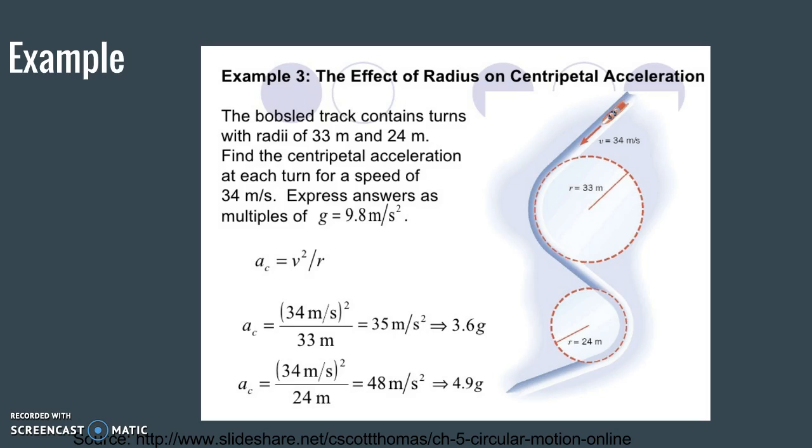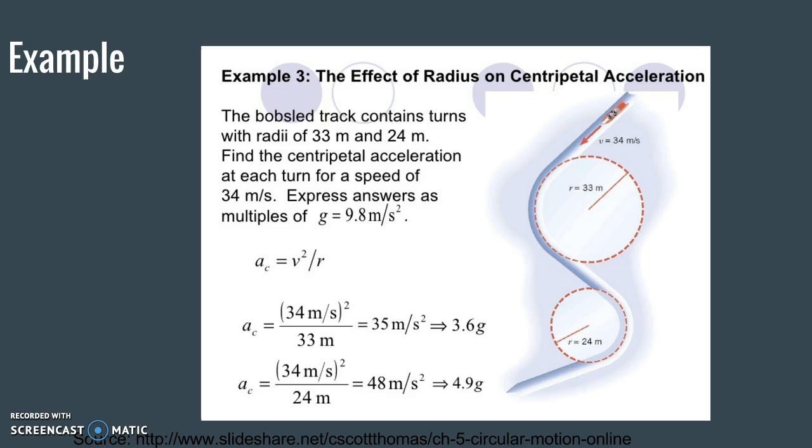Let's look at our first turn, with the radius of 33 meters. We want to find our centripetal acceleration. Acceleration is our tangential velocity squared over r. Our velocity is 34 meters per second, so we square that and divide by our radius of 33 meters, and we get 35 meters per second squared. If we want to express this in multiples of 9.8 meters per second squared, we take that 35 meters per second squared divided by 9.8, and we get 3.6 times g. So it's 3.6 g's colloquially, so 3.6 times the acceleration due to gravity that we feel here on Earth.